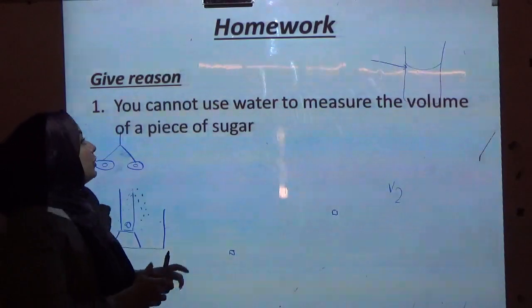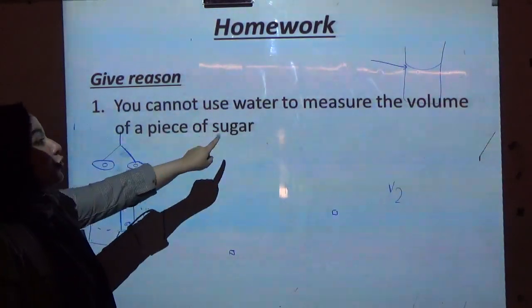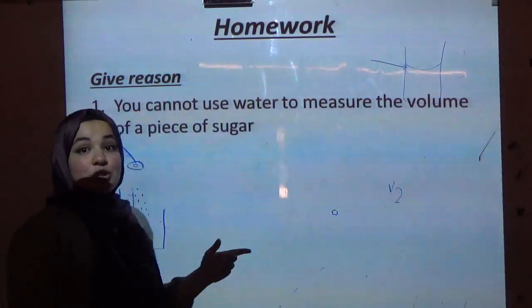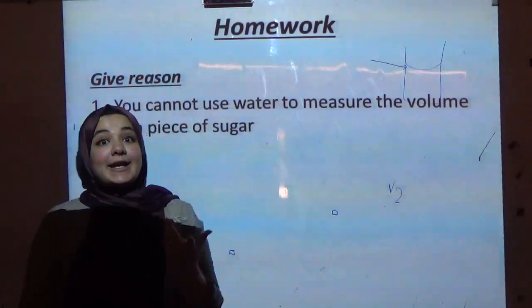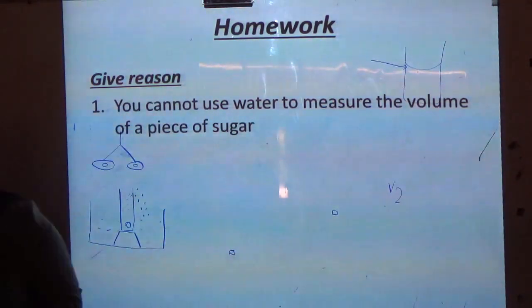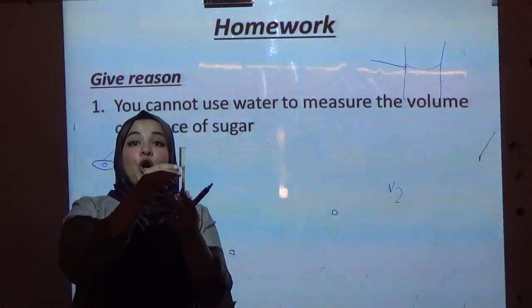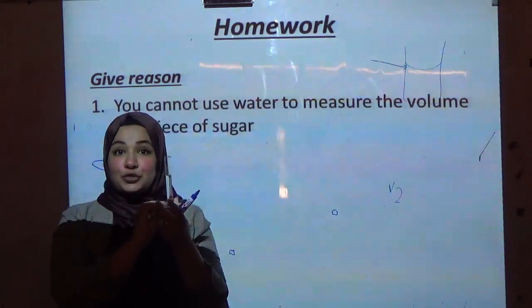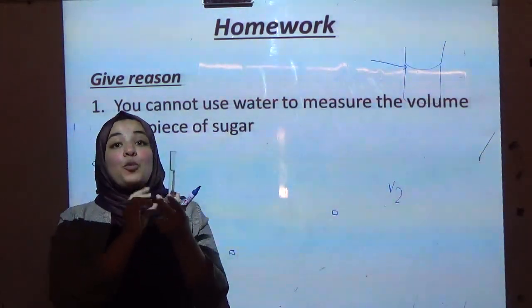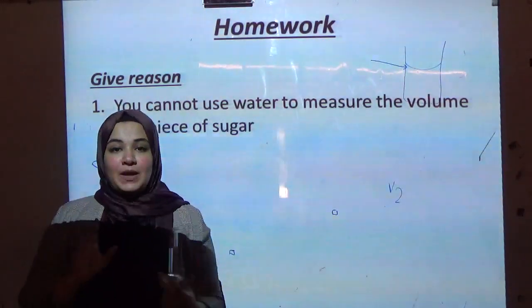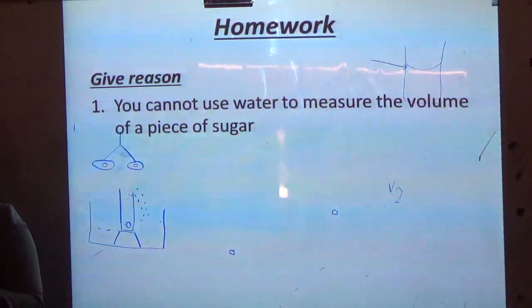Now this is your homework question. You cannot use water to measure the volume of a piece of sugar. Why? When I put a piece of sugar in, I cannot measure its volume. Why? Because sugar is what? I will let you answer this question, and we will answer it together next time.